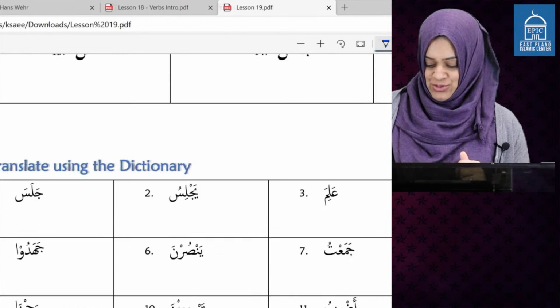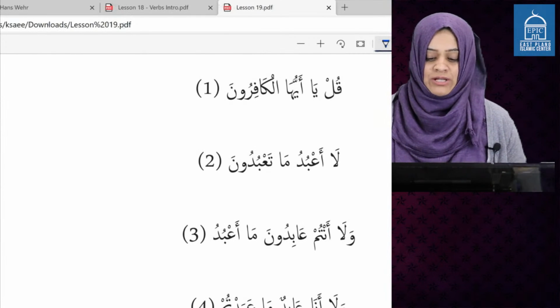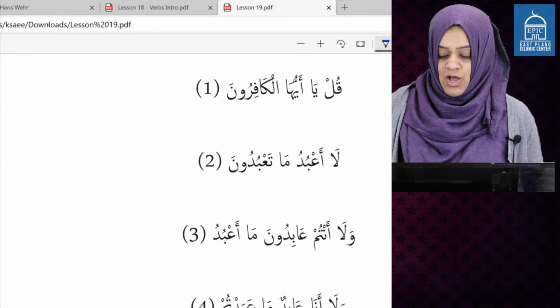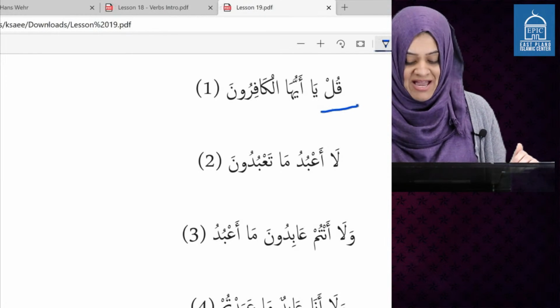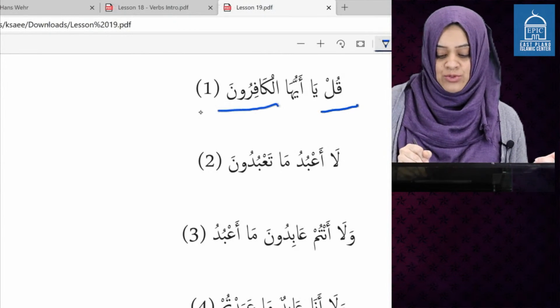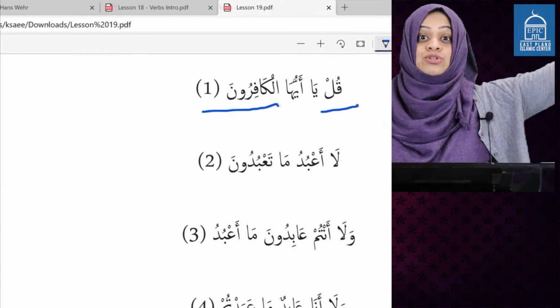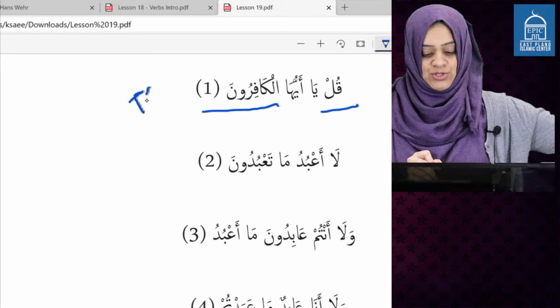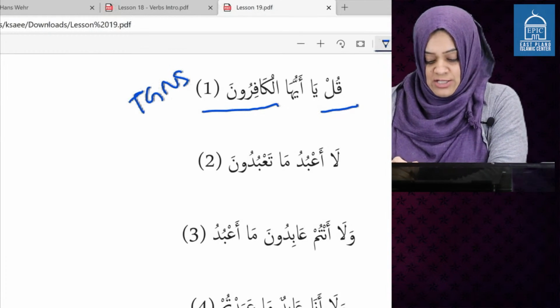Now, let's go to our Kafirun. Very easy. A'udhu billahi minash shaitanir rajim. Bismillahir rahmanir rahim. Qul ya ayyuhal kafirun. Qul, I told you you're going to learn next week. It's going to be command verbs. Ya ayyuhal kafirun is addressing the disbelievers. Kafirun, you already know. It's a noun: una ending, alif lam in the beginning. You can do the TGNS. So it's addressing the disbelievers.